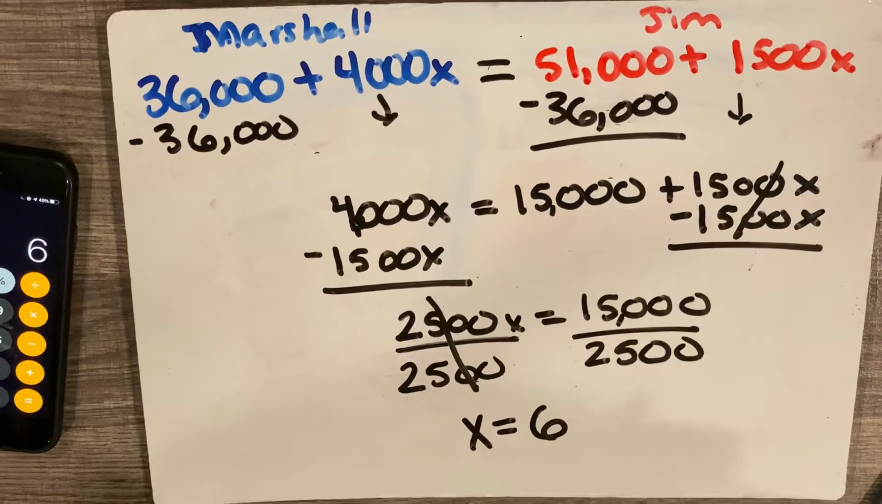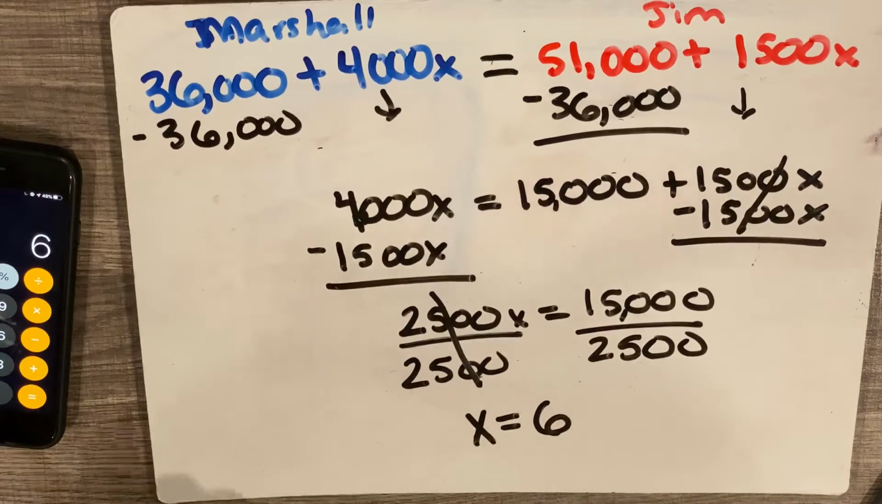It is going to take Jim and Marshall 6 years to be earning the same amount. So in 6 years, Marshall and Jim are going to earn the same amount.